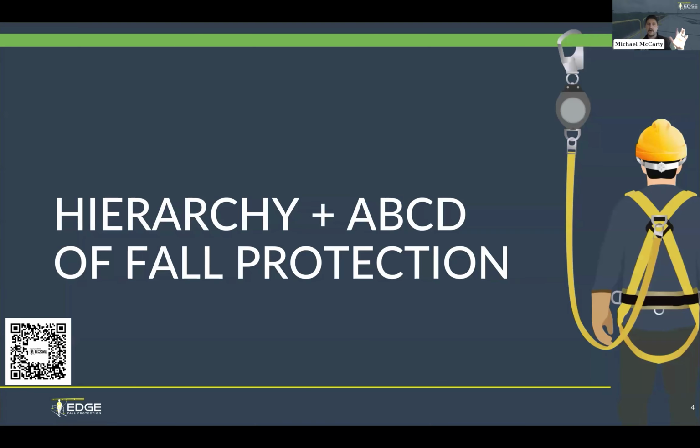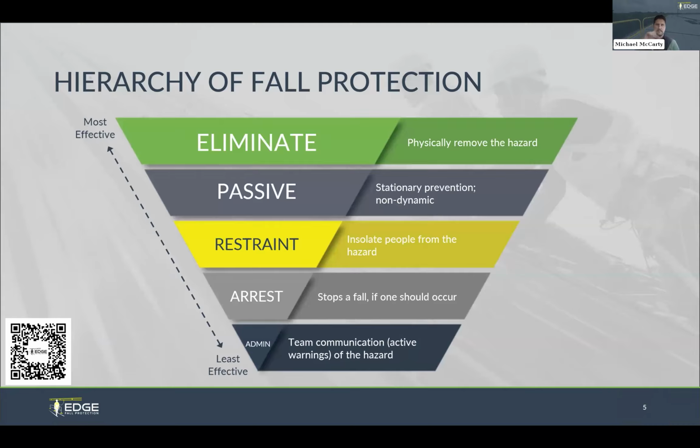Next, moving on to the hierarchy of fall protection and the ABCDs of fall protection. So these really parallel each other quite a bit, so I'll be kind of skipping back and forth on them. The hierarchy of fall protection gets its name from Maslow's hierarchy, also a pyramid. This one's upside down, but it still works.